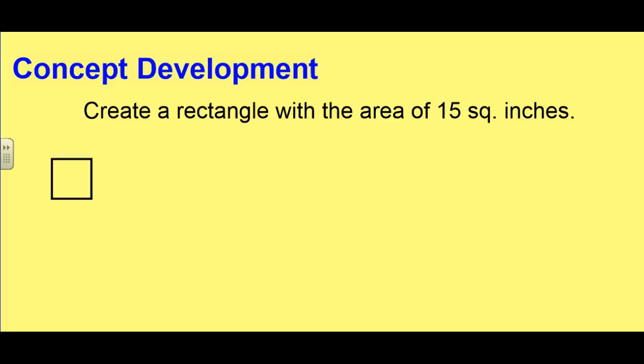So what we're going to do is we're going to need 15 of your square inch pieces, so those bigger squares in your baggie. So I would like for you to go ahead and take 15 of those out of your baggie and push play once you have them out. Okay, so what you're going to do is create a rectangle with the area of 15 square inches.